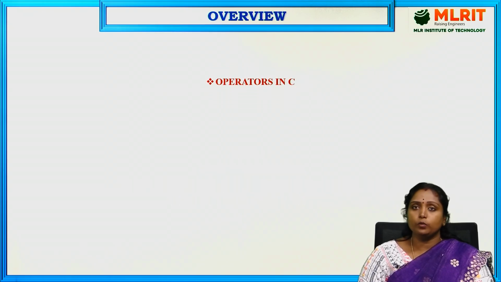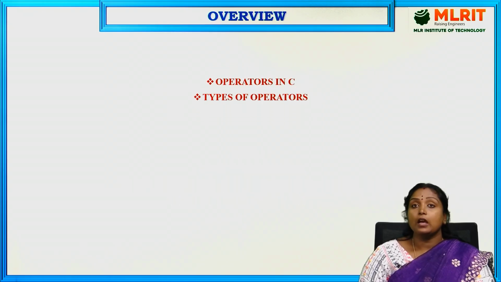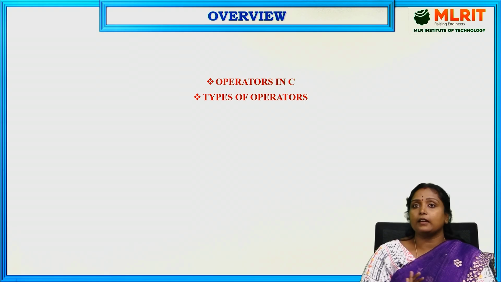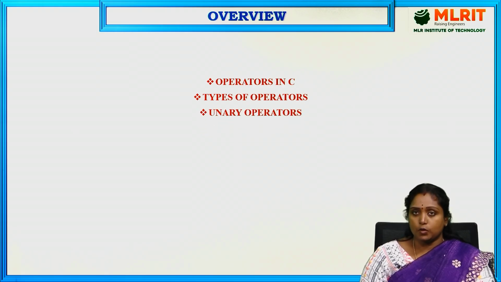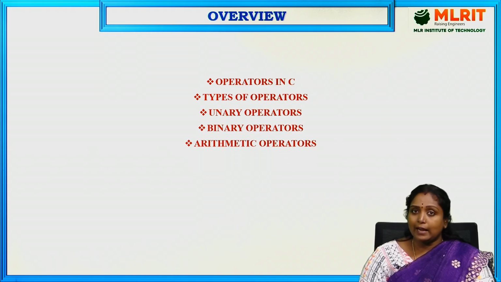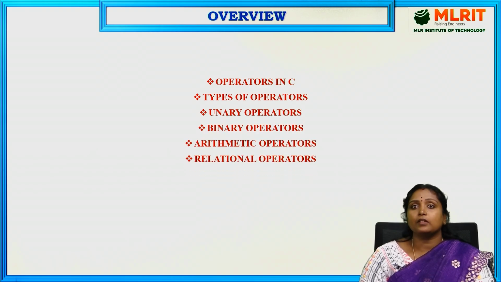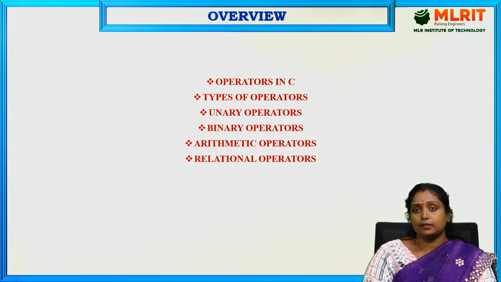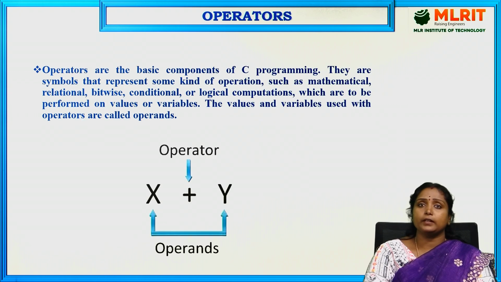Coming to the overview, we are going to see operators in C. What are the operators in C, what are the types of operators you can hold in C, what are unary operators, what are binary operators, and what are arithmetic as well as relational operators. We are seeing some part of the operators in this session. So coming to the operators.